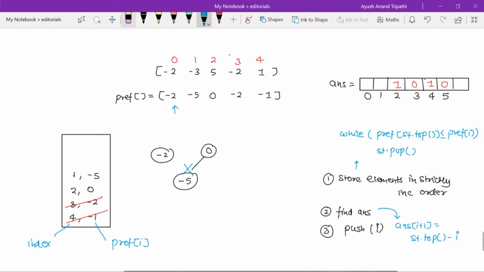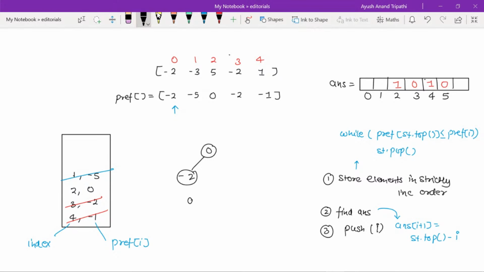So I will remove this -5, right? I will remove this -5 from here, and then find the answer. Then we'll find the answer, right?